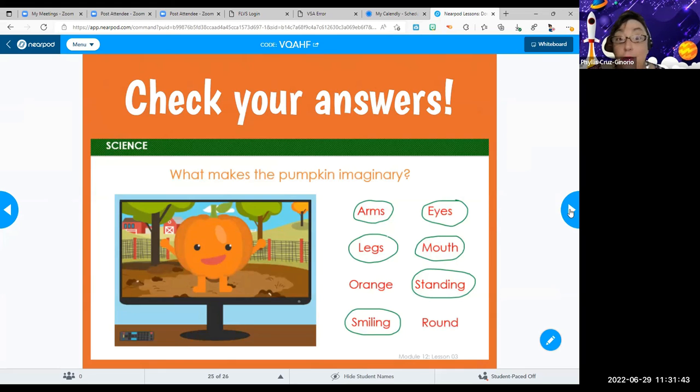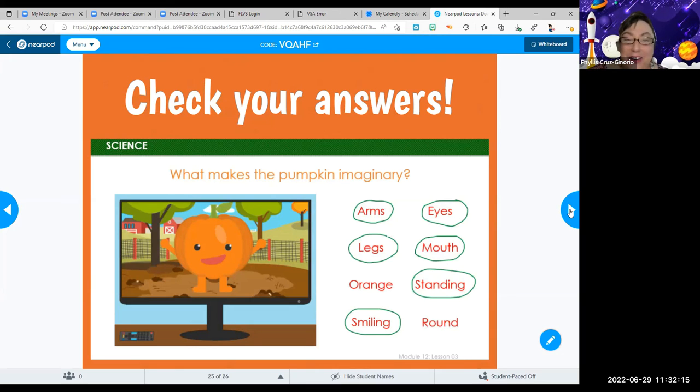Very good. And let's look at the last one, round. Why didn't I circle round? Yeah, because most pumpkins are some form of round. So that's a real thing. That is actually what real pumpkins look like. They're orange and they're round, but they don't have arms, legs. They don't smile at me. They don't look at me with their eyeballs because they don't have any eyeballs. They don't talk to me because they don't have a mouth, and they're not standing around.